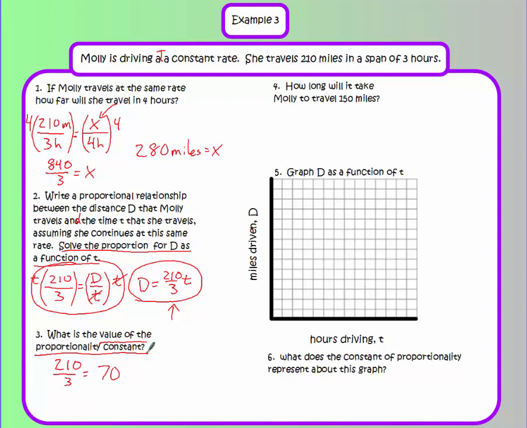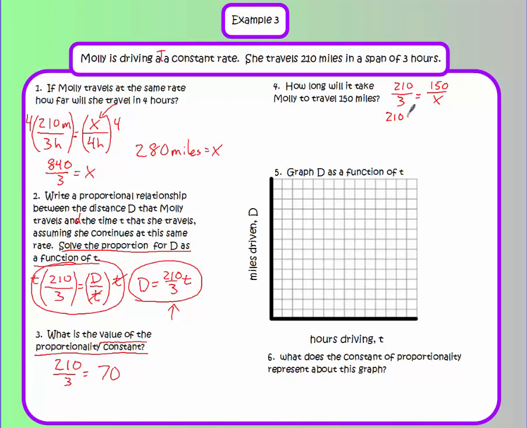How long will it take Molly to travel 150 miles? Well, let's figure it out. We could do this a couple of ways. We could set up a proportion again. We could have said that she travels 210 in 3 hours, so 150 in x hours.